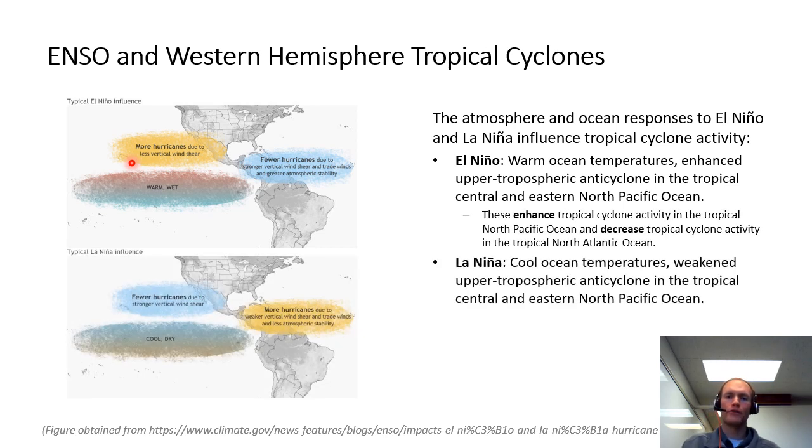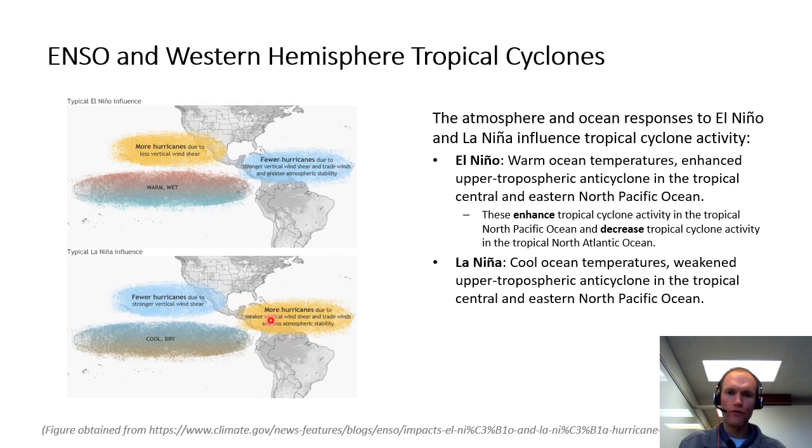Whereas the opposite holds true during a La Nina event. It's relatively cool and dry here in the equatorial eastern Pacific basin, and so consequently the response is more like what you see in the Atlantic during an El Nino event. You get lower than normal heights and stronger vertical wind shear accompanying that, which reduces tropical cyclone activity here in the eastern North Pacific basin.